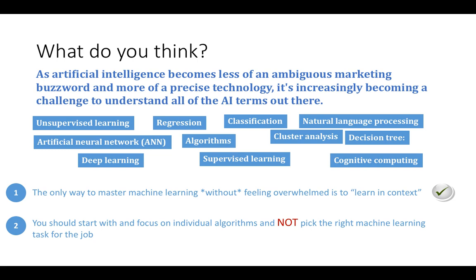You should start with and focus on individual algorithms and not pick the right machine learning task for the job. Do you agree? Again, let me read it for you. You should start with and focus on individual algorithms and not pick the right machine learning task for the job. The first part of the statement comes from more of an academic machine learning orientation, because academic machine learning focuses on algorithms and algorithms and algorithms, and they go deep inside that.